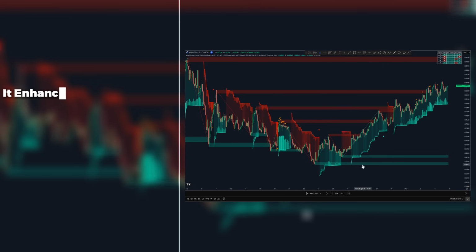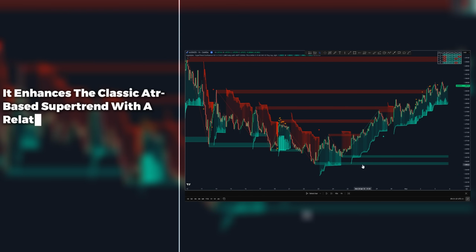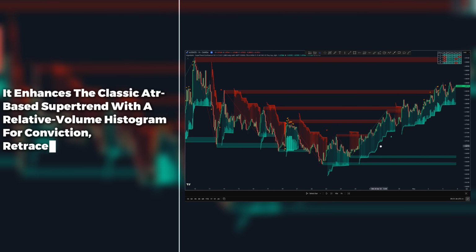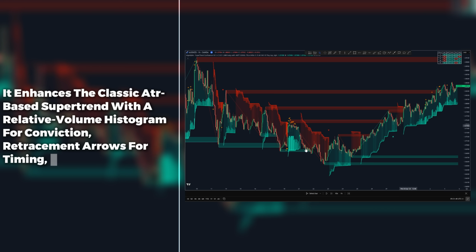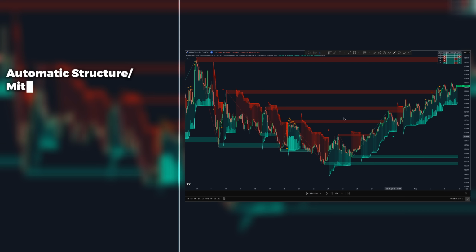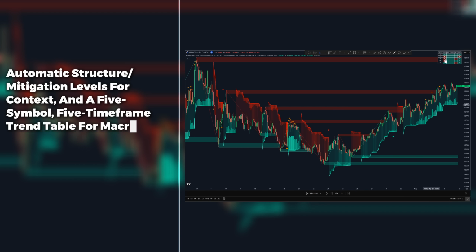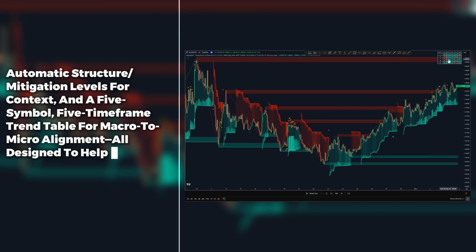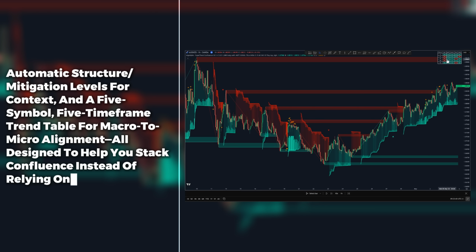In short, it enhances the classic ATR-based SuperTrend with a relative volume histogram for conviction, retracement arrows for timing, automatic structure and mitigation levels for context, and a 5-symbol, 5-time-frame trend table for macro to micro alignment, all designed to help you stack confluence instead of relying on a single signal.